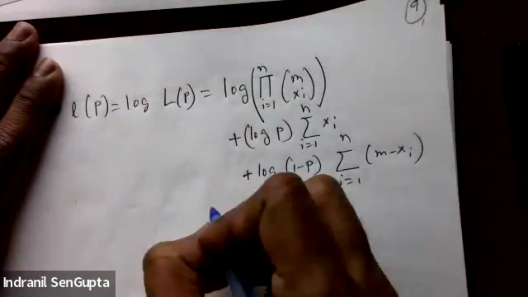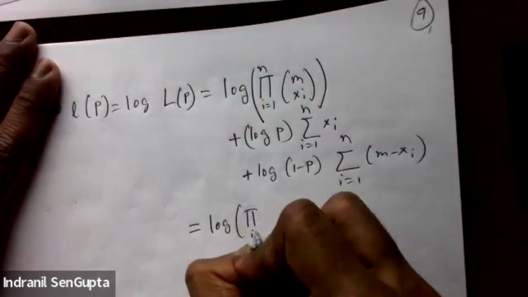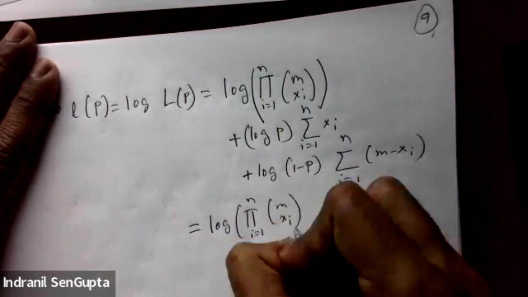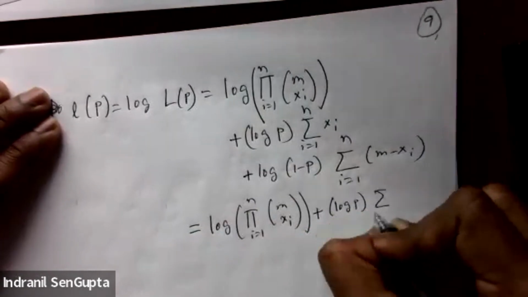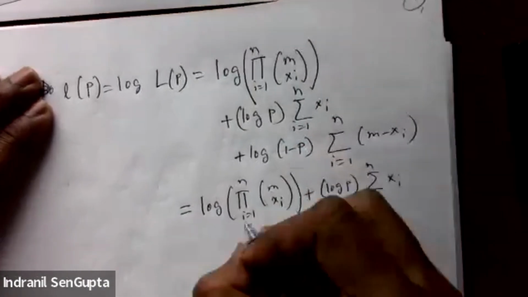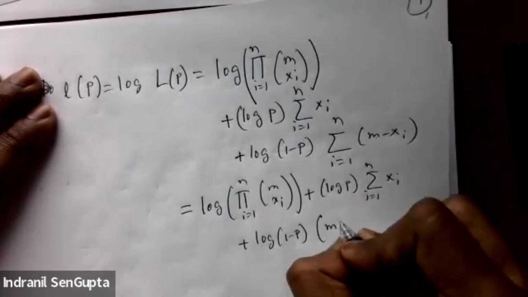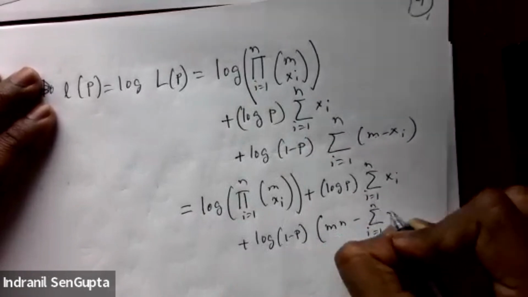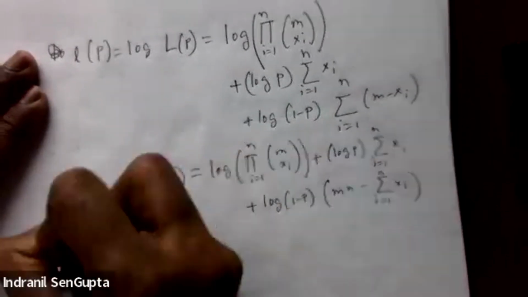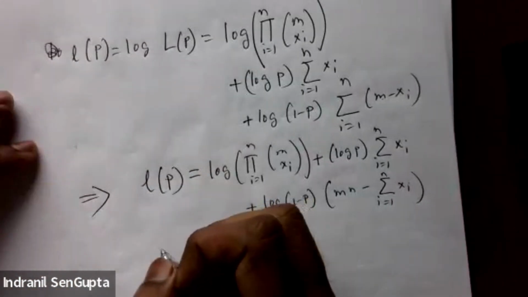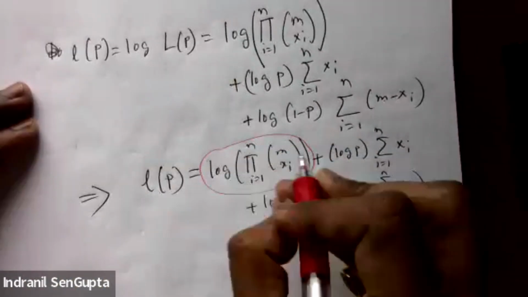Let's write one more simplifying step, and then I'll have some comment. So the first term is log of product I from 1 to n, m choose xi. Second term is log of P summation I from 1 to n xi. Third term is plus log of 1 minus P, when I take the summation, m times n minus summation I from 1 to n xi. Okay. So this is my L of P. This is a constant. This constant does not even depend on P. It's independent of P.